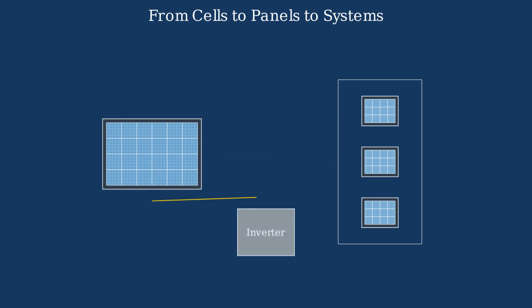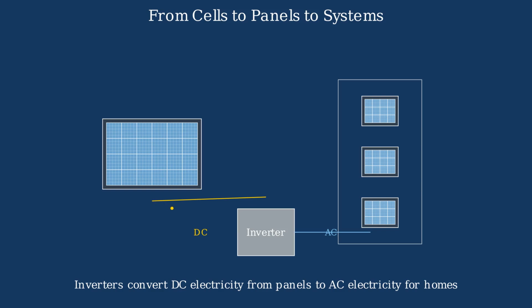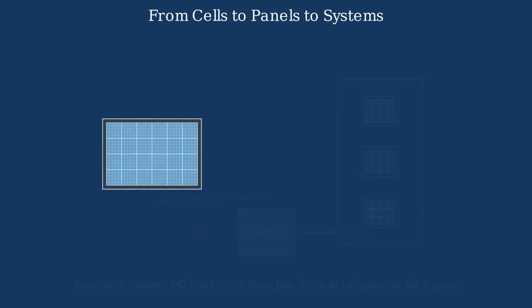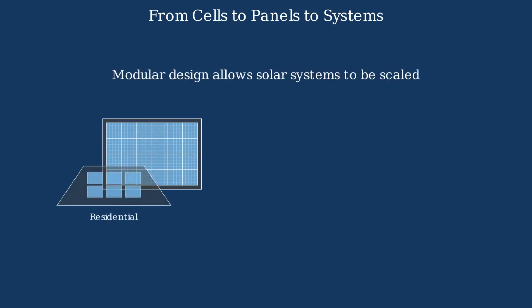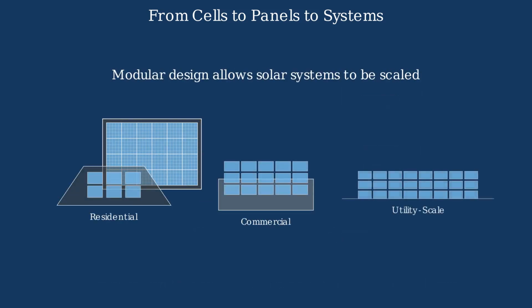These arrays are connected to inverters that convert the direct current electricity produced by the panels into alternating current electricity used in homes and businesses. This modular design allows solar systems to be scaled from small residential installations to massive utility-scale solar farms.